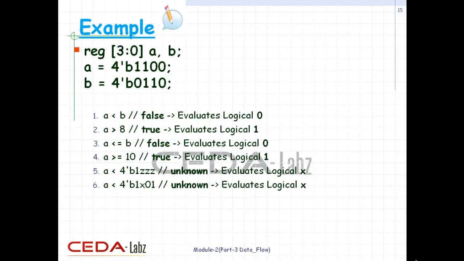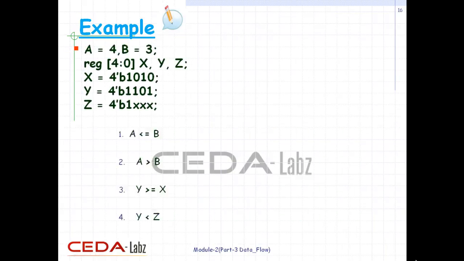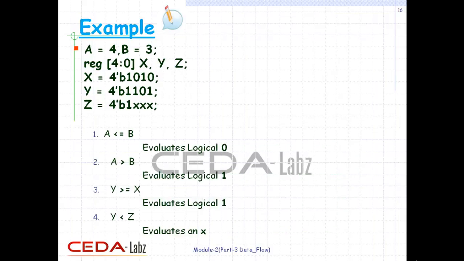Another one is A less than 4-bit 1ZZZ. It will return X. Why? Because whenever there is any unknown or Z bit in the operand, the expression results in an ambiguous state, that is X. Some more examples for you. I hope you can answer them. Well, these are the answers. I hope you got the same result.